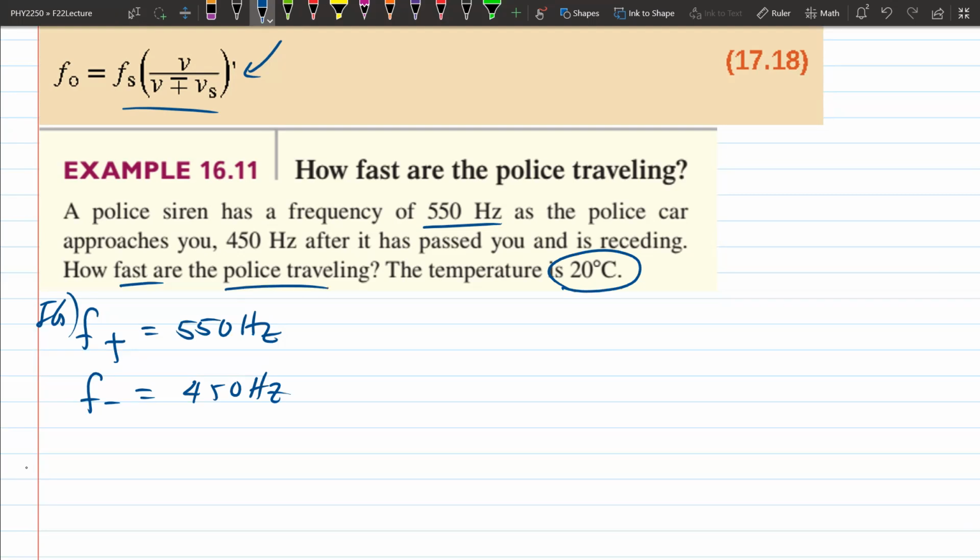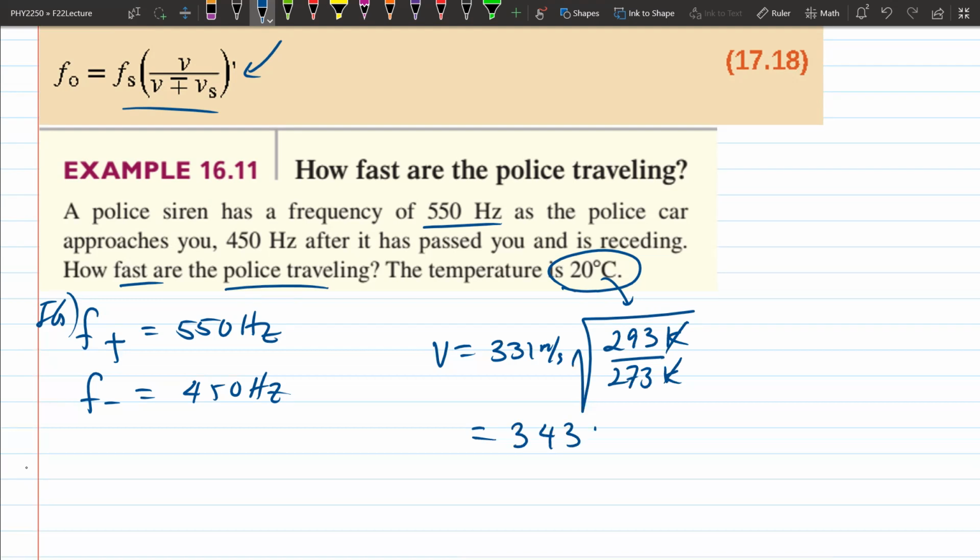Why did the problem give you the temperature? To calculate what? The speed of sound. Exactly. So the speed of sound, which is the one without the S, is 331 meters per second times the square root of this temperature in Kelvin, 293 divided by 273 Kelvin. So the speed of sound on this particular night is 293 divided by 273, all square rooted, times 331. The speed of sound is 343 meters per second. That's the regular V without the S.